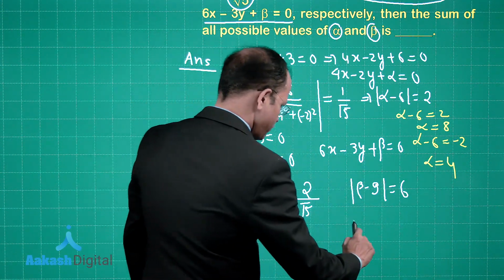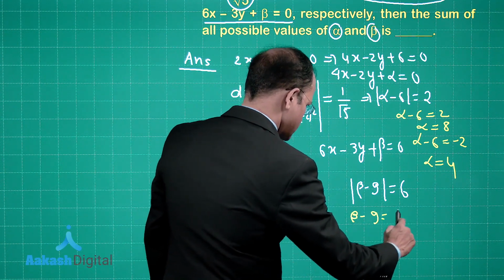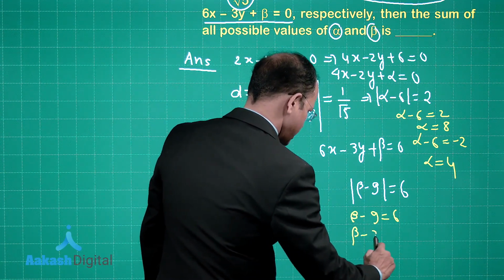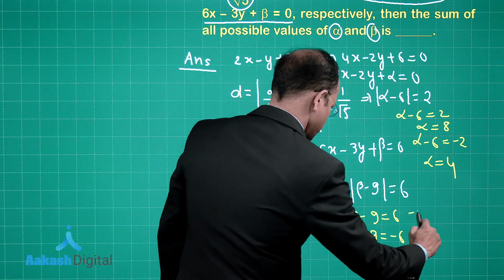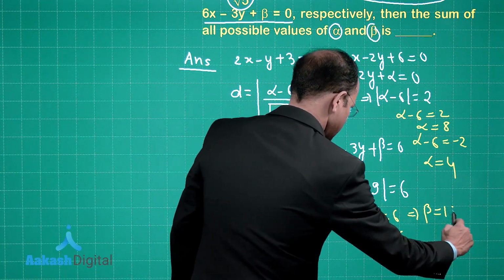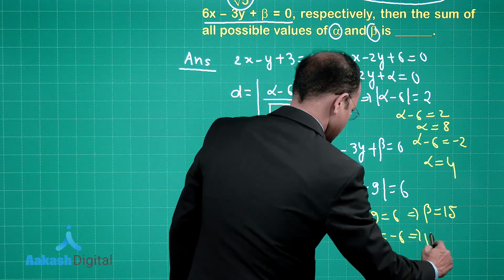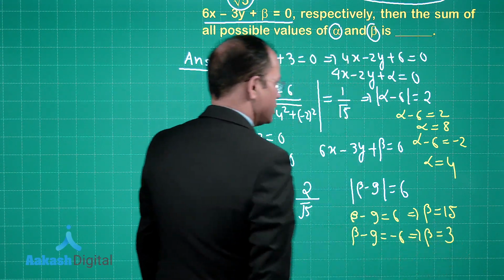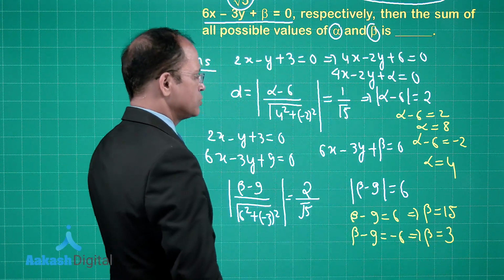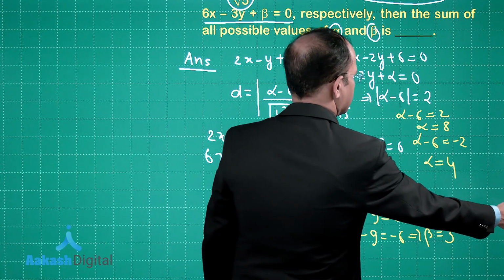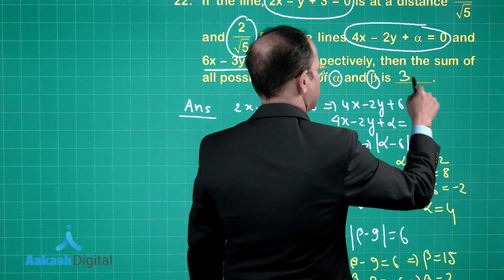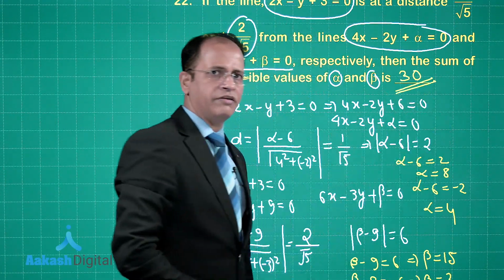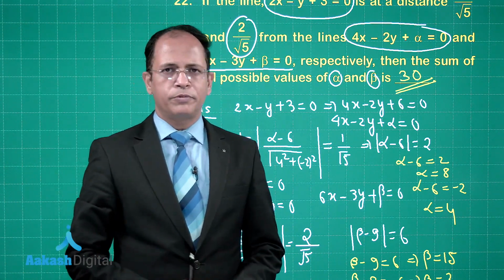Similarly here we have beta minus 9 is equal to 6, and then we have beta minus 9 is equal to minus 6. So that means beta is equal to 15, right? Beta is equal to 3 here. And then we add all the terms. Once we add it, we get the final answer to be 30 here, right? So this is the final answer we have. So hopefully both the problems are clear to you.